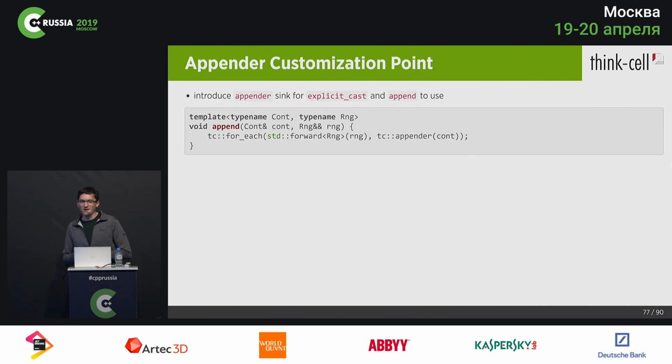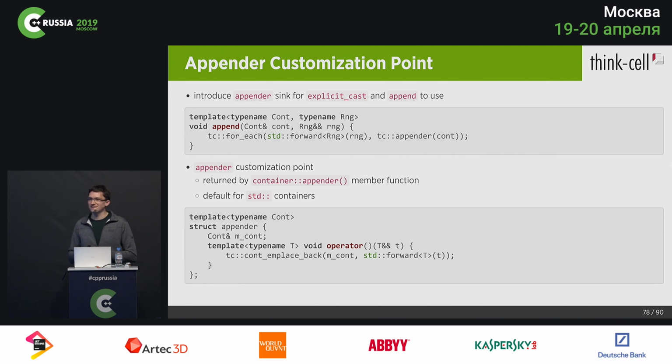So what if we want to append into a string or convert into a string? Then we need to have a sink that basically appends elements. So we can do that. We can write our TC append in a way that it calls for each on a range and then basically uses an appender sink. And the appender sink, you can customize it for certain target types. Sometimes you can implement clever implementations. Maybe see some of this later. But we also have this default that works on standard containers that just uses emplace_back to append to a container.